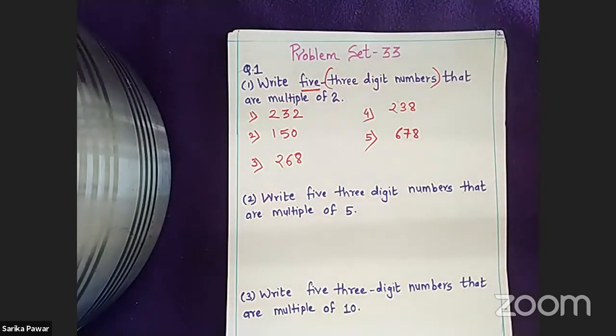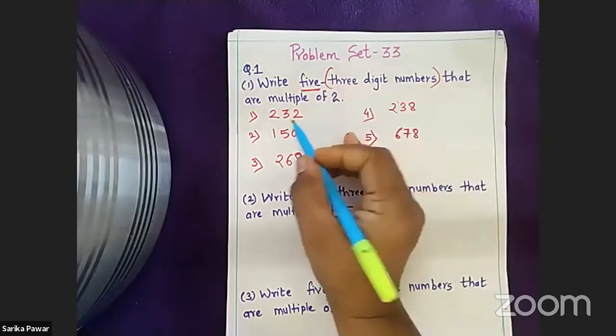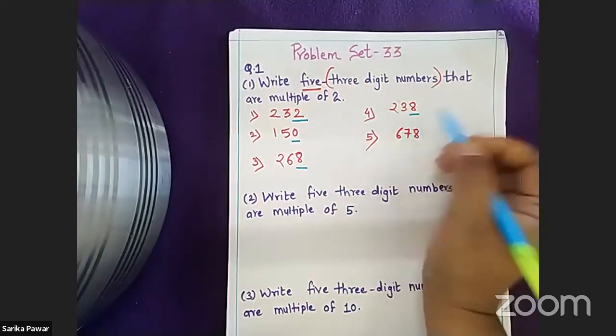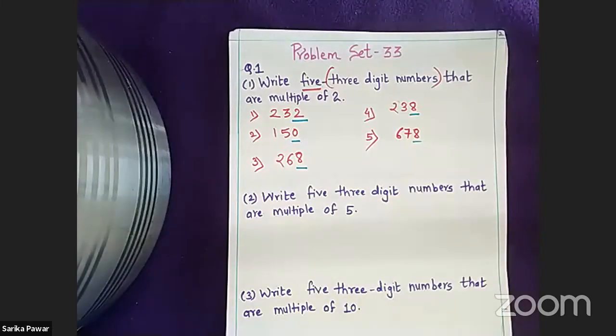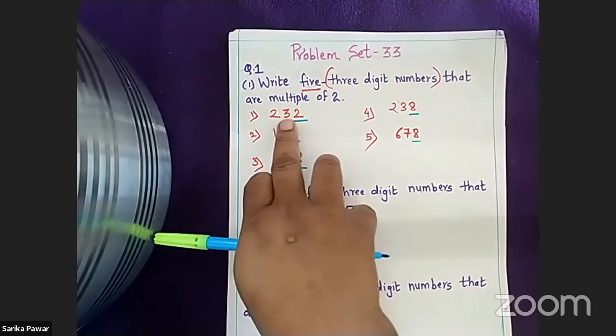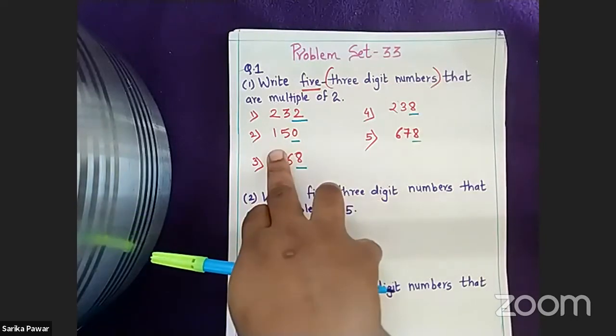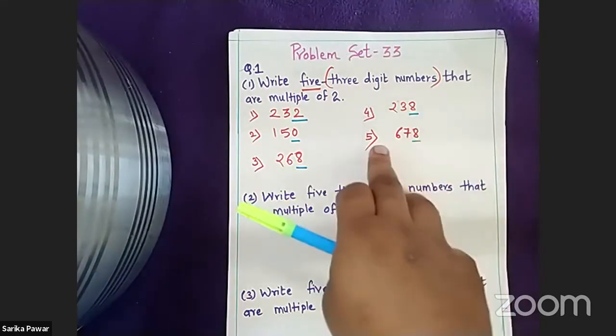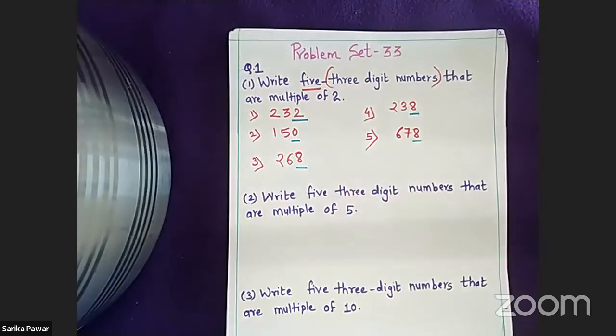See here. Unit place is 2, 0, 8, 8. Here also 8. So these numbers are completely divisible by 2. So the answer is 232, 150, 268, 238, 678. Right. All of you are right. Now I'll give chance to other students also.